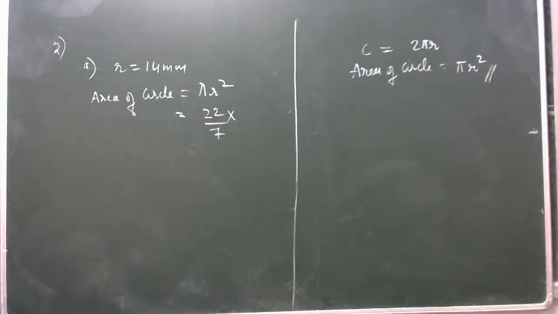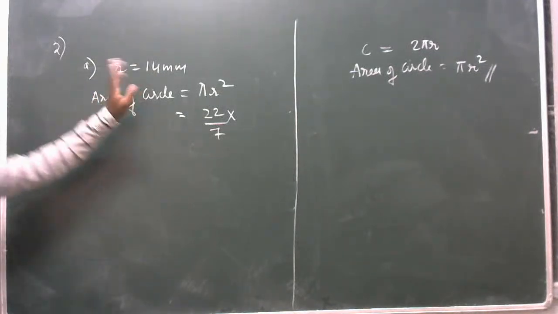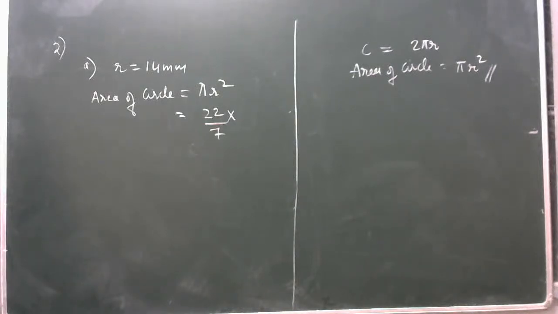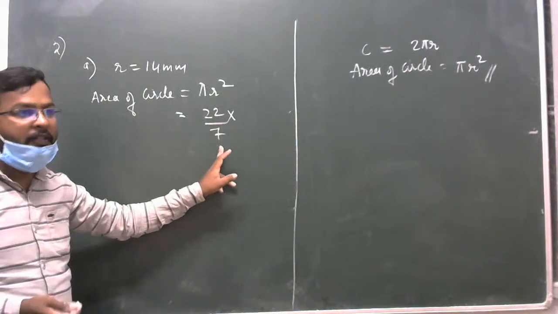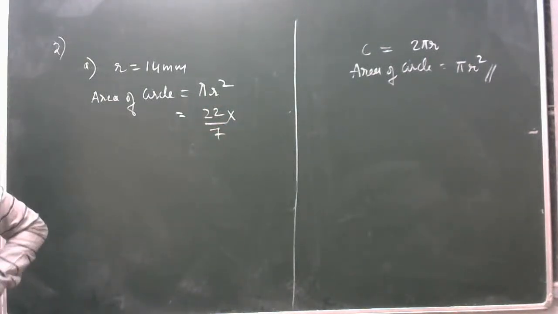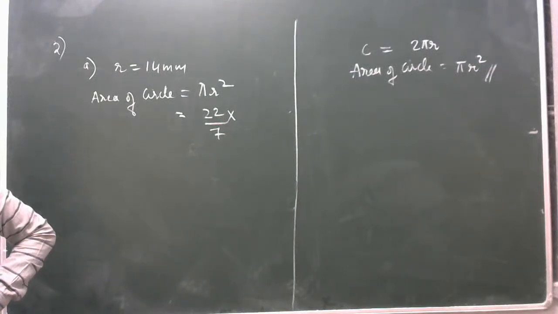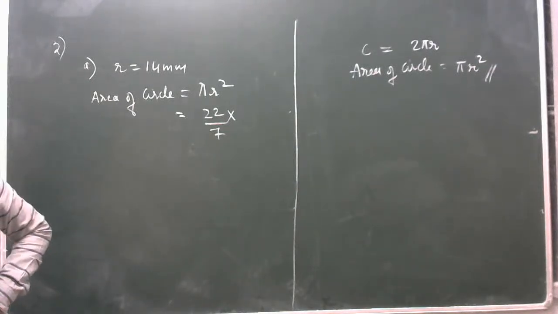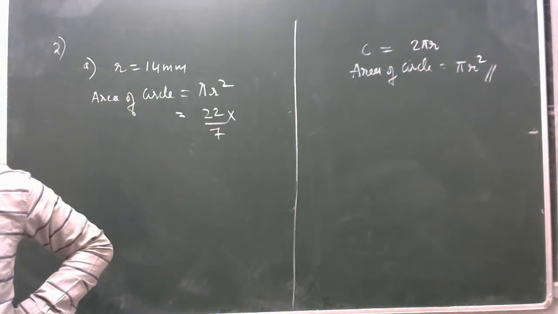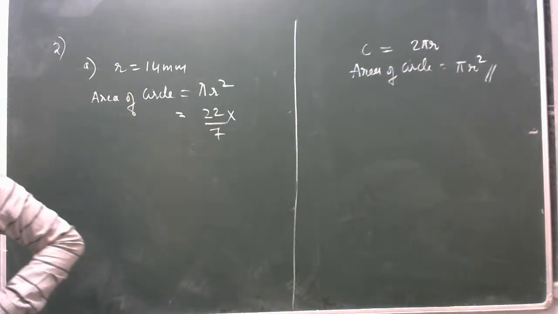r square means radius square, and the radius is 14. I have written the value of pi. Next we have r square, so how are you going to write that? 14 raised to the power 2. And 14 raised to the power 2 means 14 into 14. Very good.